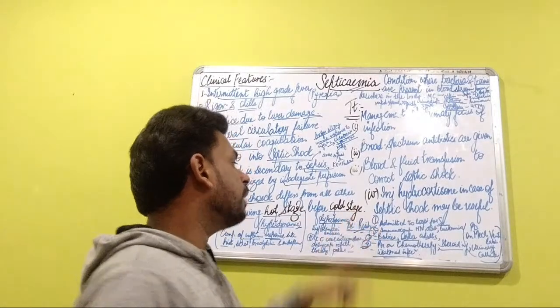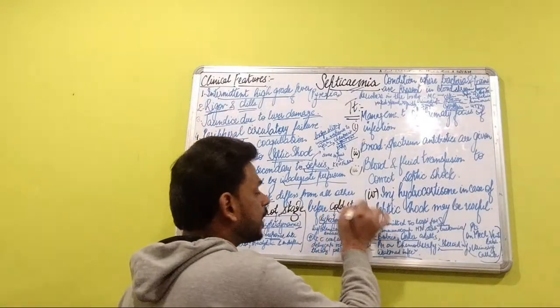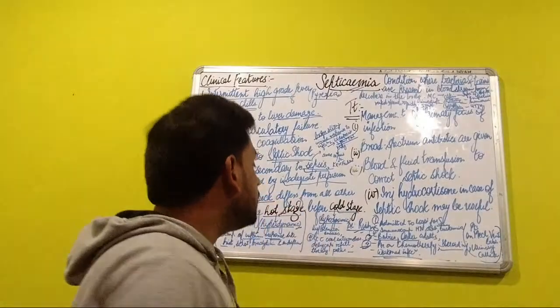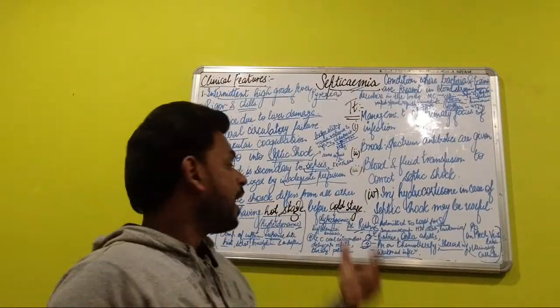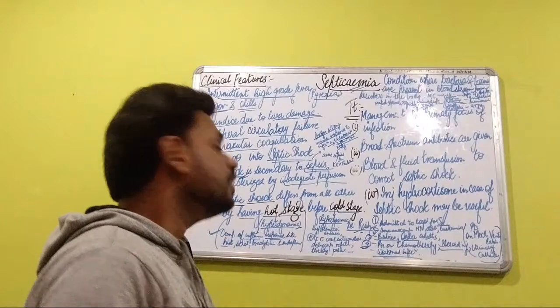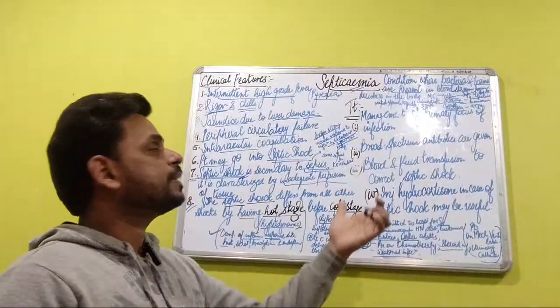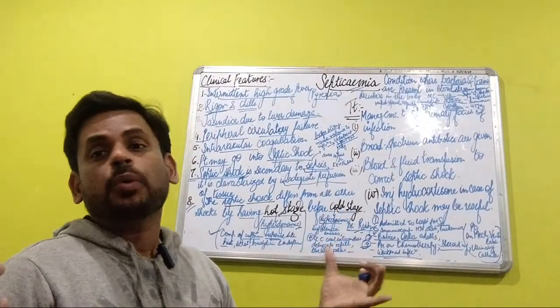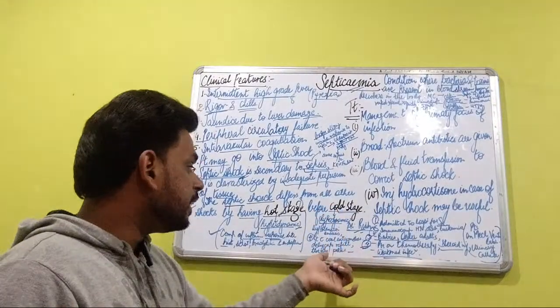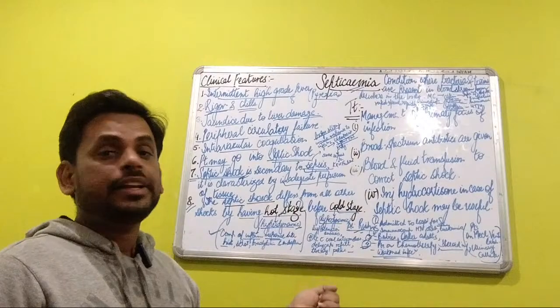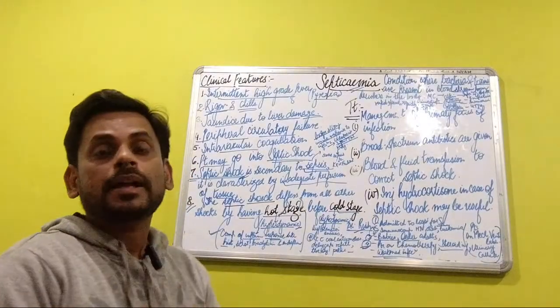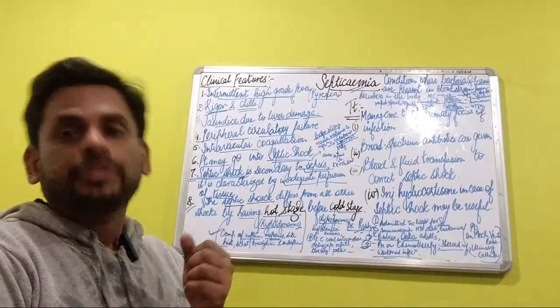Later on, it will progress to the cold stage where hypotension will occur, and since hypotension is occurring, in the later stages of septicemia the patient may have cold and clammy extremities. There is delayed capillary refill, and the pulse of the patient will become thready.